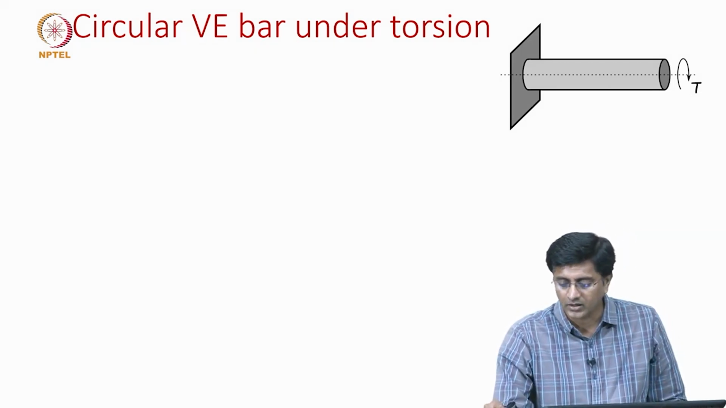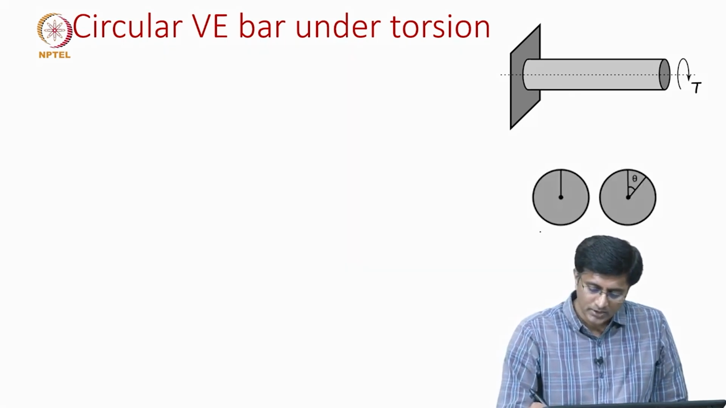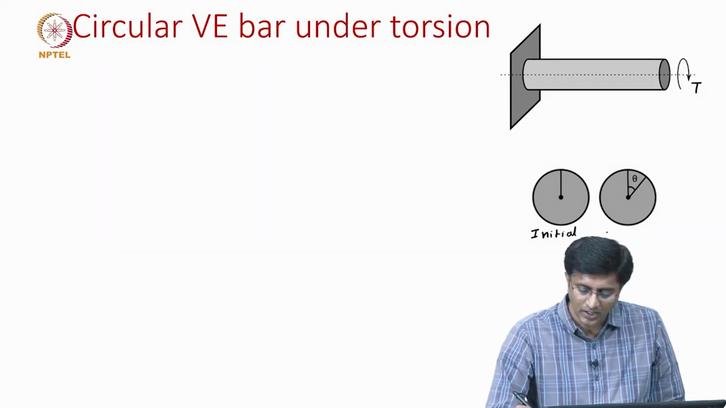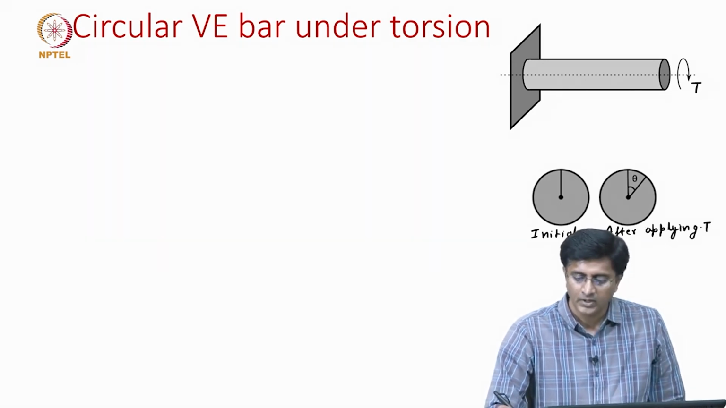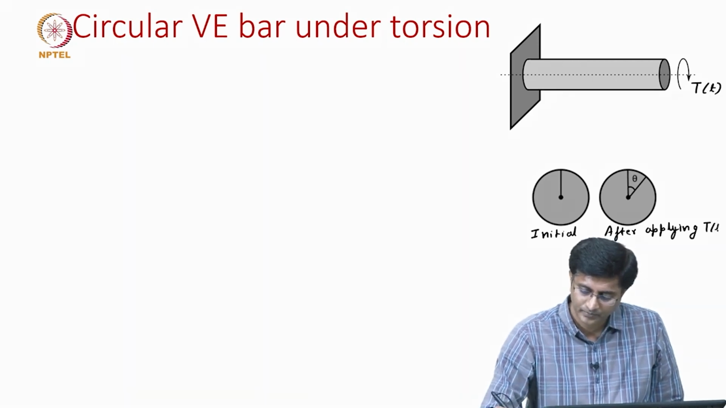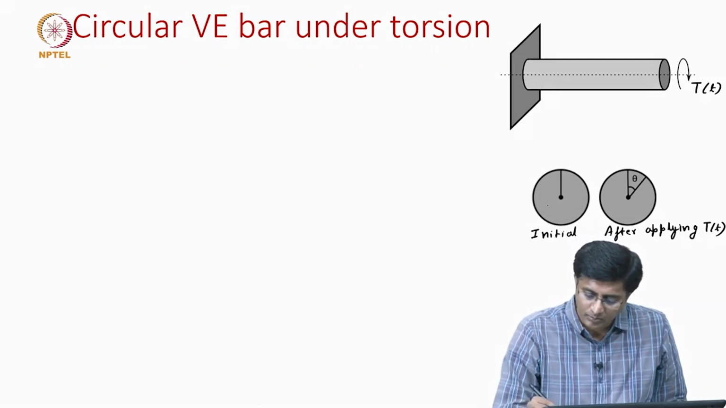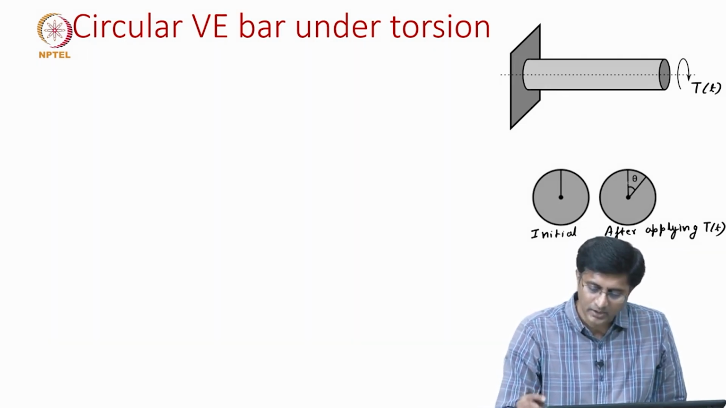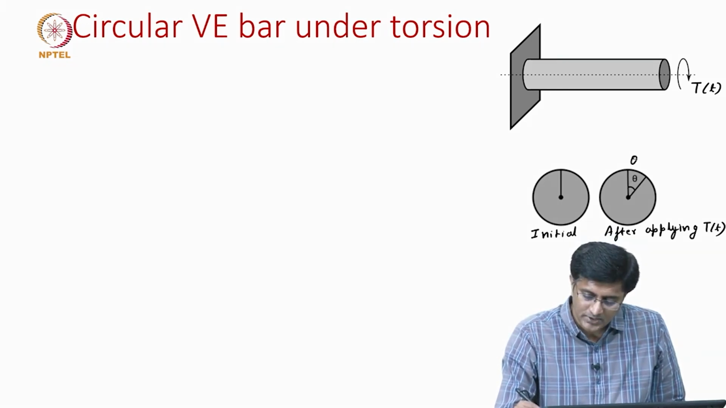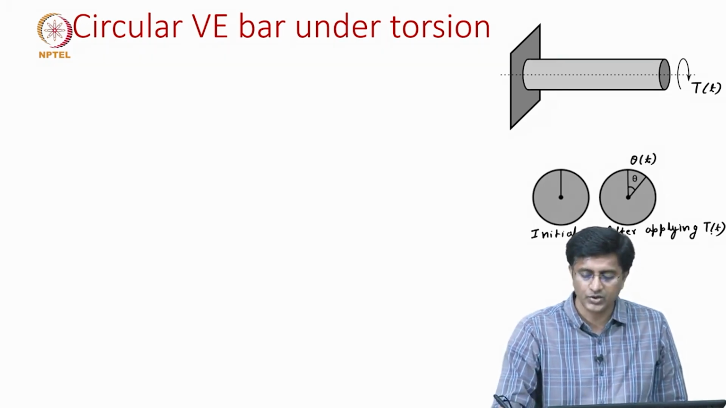So, if we look at the end of the bar, this is the initial position and this is after applying torque. And let us assume that this torque is changing with time t. Because of this applied torque, there is a rotation at the end of this bar, which is given by theta. This theta is again a function of time because the applied torque is also a function of time.